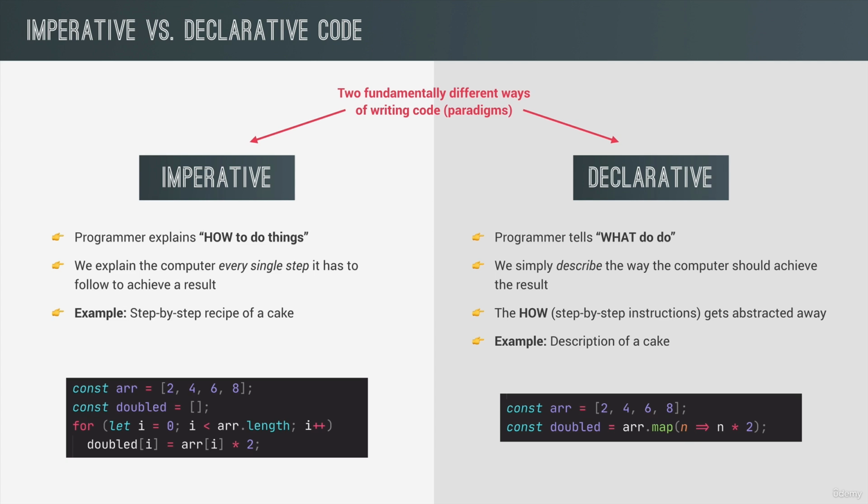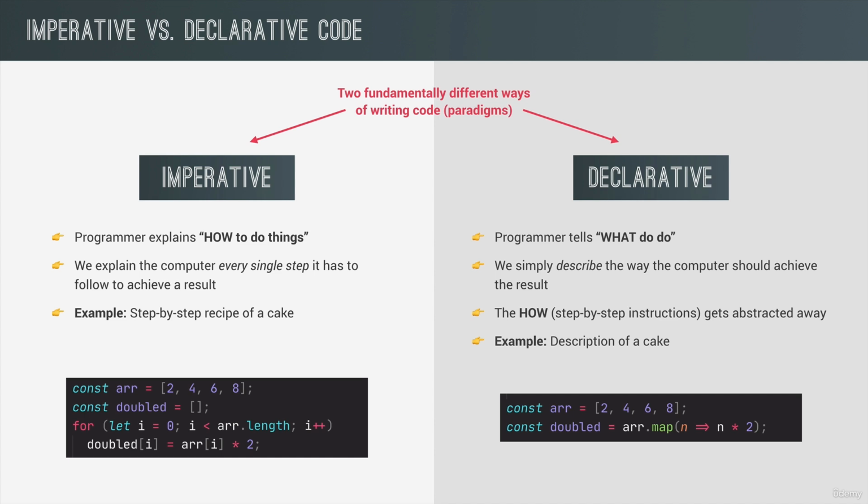And so if you compare this code example with the one on the left, then you will really see that in this example, all we are doing is describing the way that the computer should achieve the result that we are looking for. We are simply telling it what to do, which in this case is to simply map the original array onto a new array and double all the elements. But all these super detailed steps that we have on the left side, like creating an empty array and initializing a counter, all of these steps have been abstracted away because we don't really care about them.